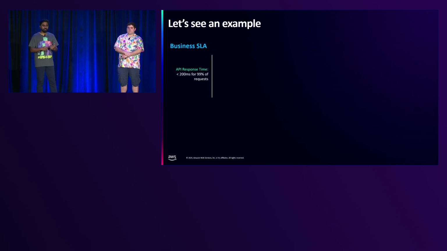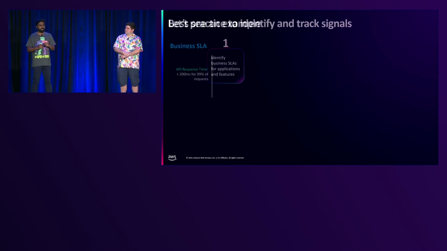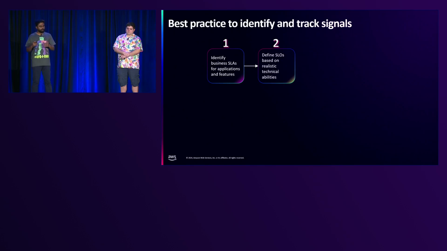So let's look at an example of how that could look. Let's say there's an API, and you want to make sure that the SLA is clear here. We are saying this API should have a 200 millisecond response for 99% of the requests. That's a very clear and specific input. Now you take that, and what do you do with it? Now you move on and find out SLOs, service level objectives, based on realistic technical abilities.